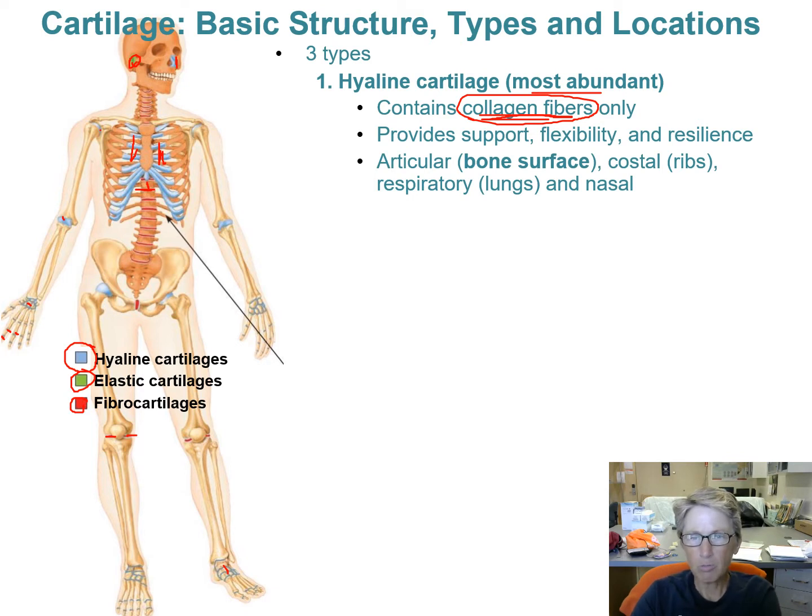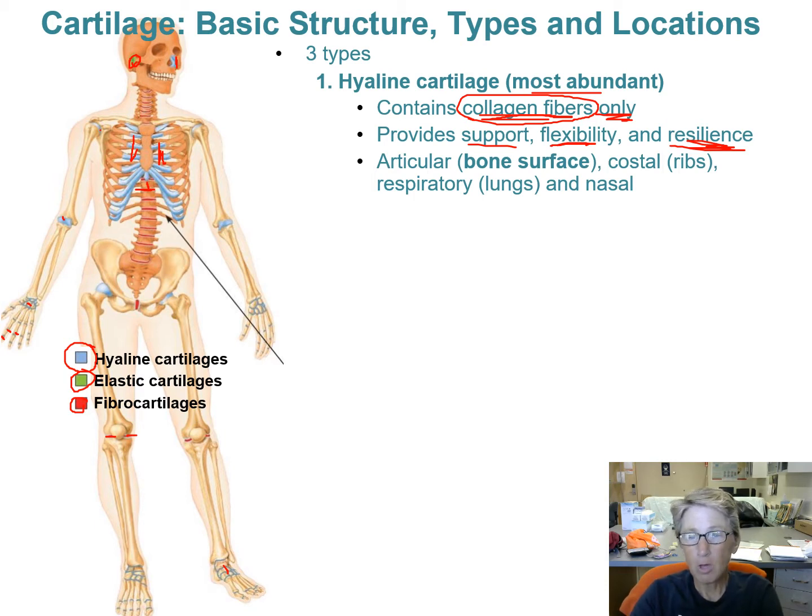Hyaline cartilage contains collagen fibers only. So there's no other types of fibers. For example, there's no elastic fibers in hyaline cartilage. There's only collagen fibers in hyaline cartilage. What does it do? It gives you support, allows you to be flexible and resilient. So resilient just means you don't break down, or you're resistant to breaking down.